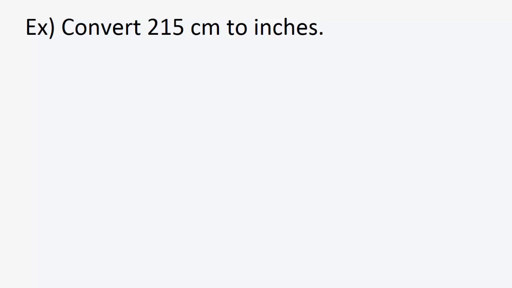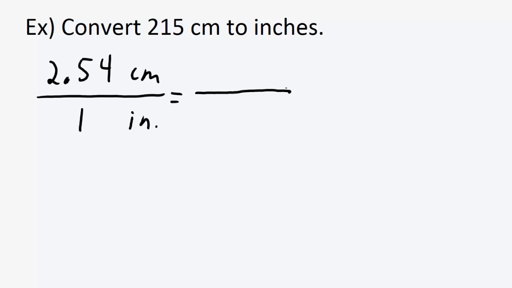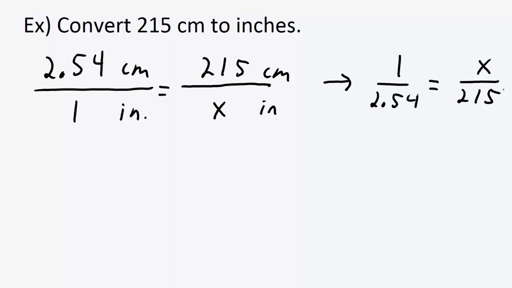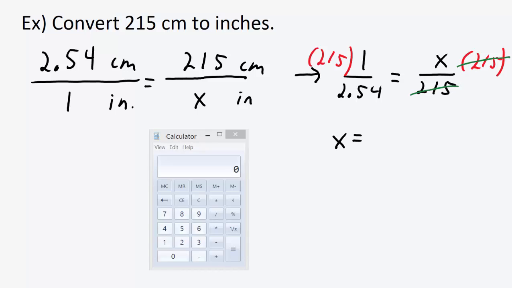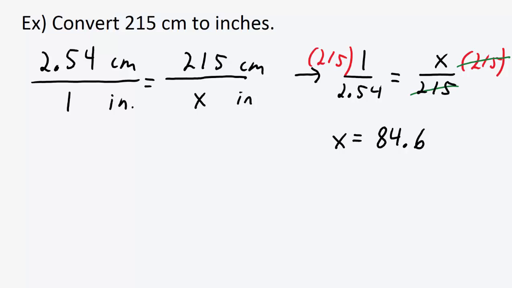Here's how to convert 215 centimeters to inches. We know there are 2.54 centimeters in 1 inch. We set up a proportion, and we keep the centimeters with centimeters, and we're looking for inches. We're going to invert the proportion because x is in the denominator. Multiply both sides by 215. 215 divided by 215 equals 1. So that leaves us with x by itself. Now we'll multiply 215 by 1 and divide by 2.54. 215 centimeters is about 84.6 inches.